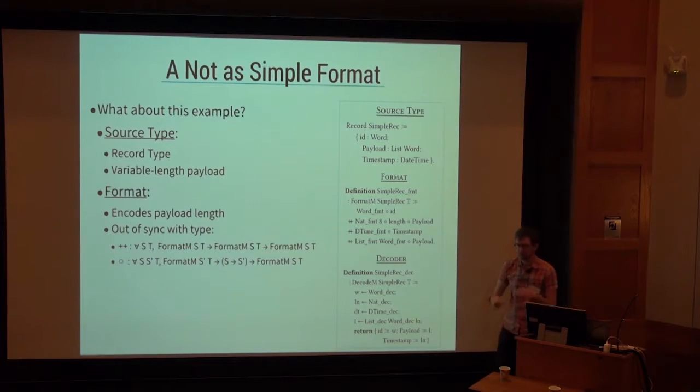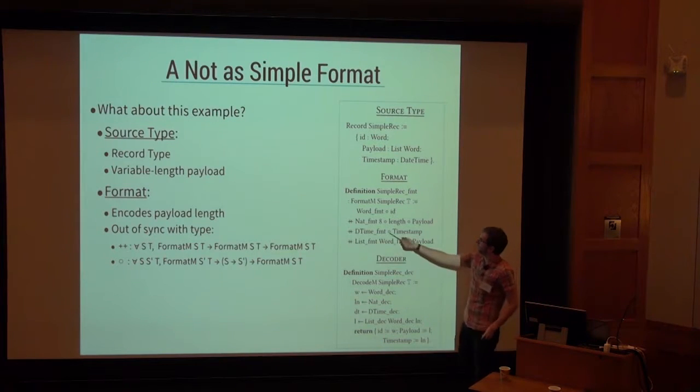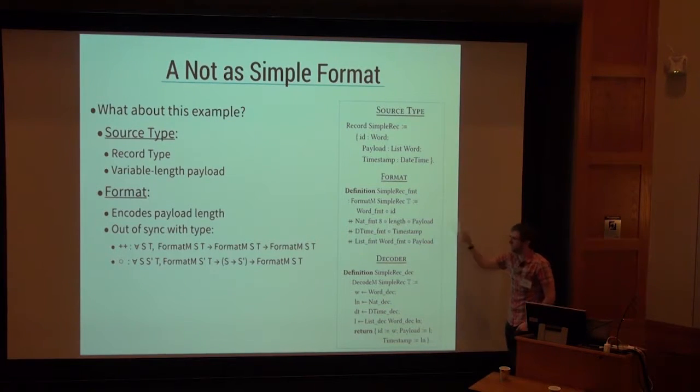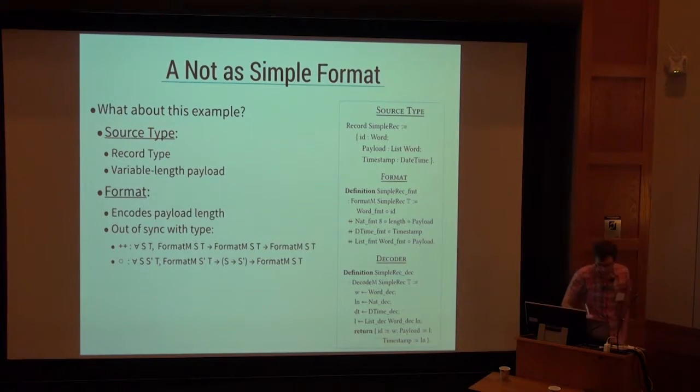So you can imagine, how is this format defined? Well, we'll just apply the projection function to the source data type and then format it with this other thing. So here, the word format is just going to use the ID accessor for this record in order to format the ID, and so on and so forth. Okay. Does that track so far? No questions. Okay, great.